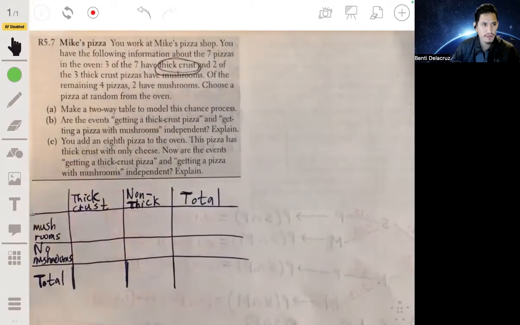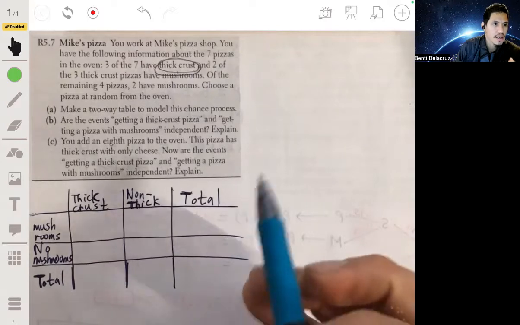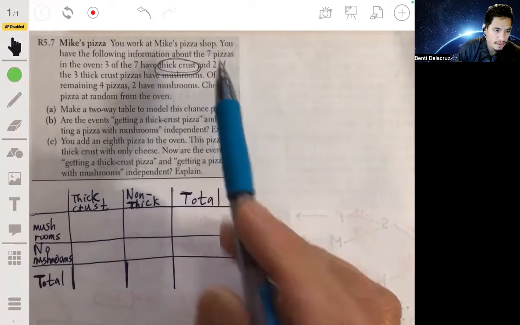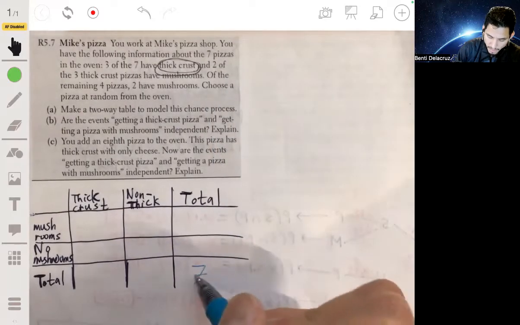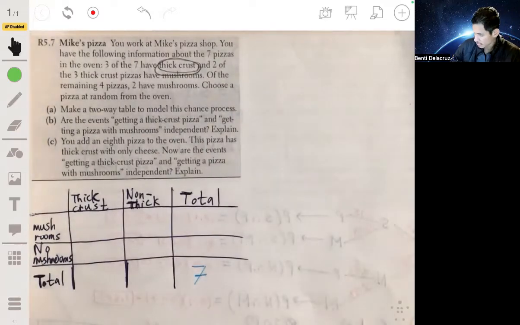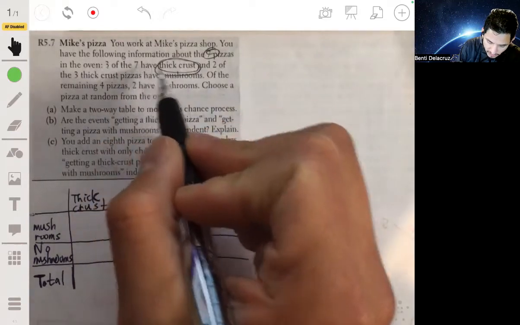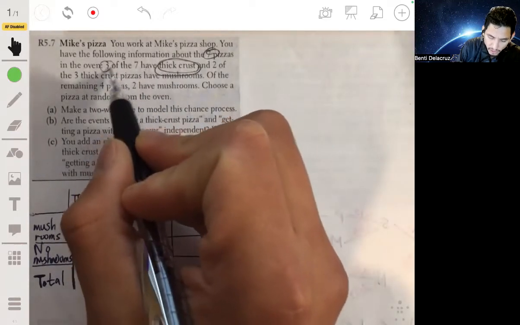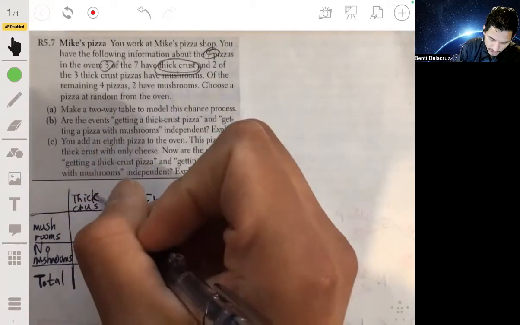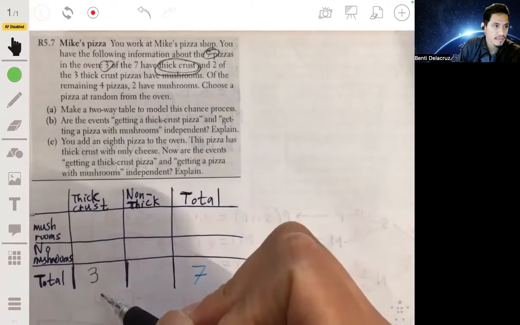I like to always advise work from the totals inward because totals are usually going to be the easiest. So let's look at what we got. It says we got 7 pizzas in total in the oven. So the total down here will be 7. We took care of that 7. Now it says 3 of the 7 pizzas have thick crust. So the total thick crust pizzas that you have are 3. So if we look at thick crust, the total of thick crust is 3. So you put that 3 there.